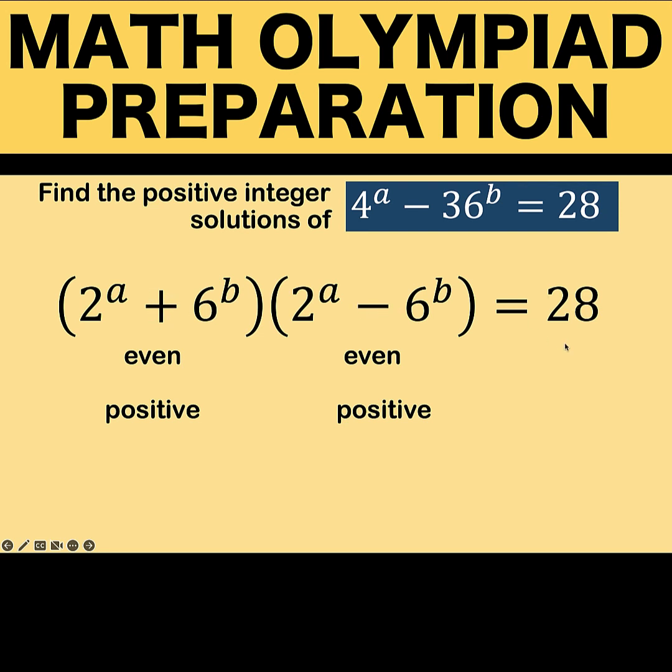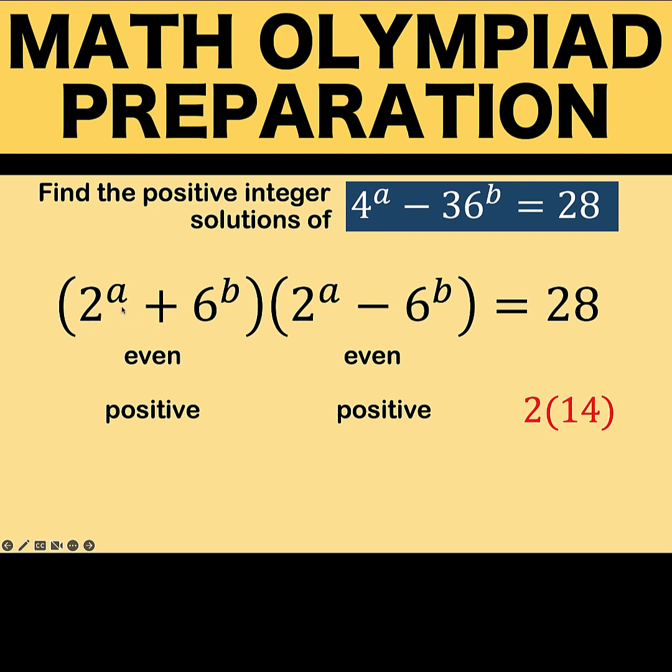Now let's take a look at positive 28. What are the possible factors of 28? We have 1 times 28, we have 2 times 14, and we have 4 times 7. We want the factors to be both even and both positive. So clearly, 1 times 28 is not that pair of solutions because 1 is an odd number, so let's remove it. Also, 7 is not an even number, so let's remove 4 times 7. We are only left with 2 times 14. And we said that the first factor here is greater than the second factor.